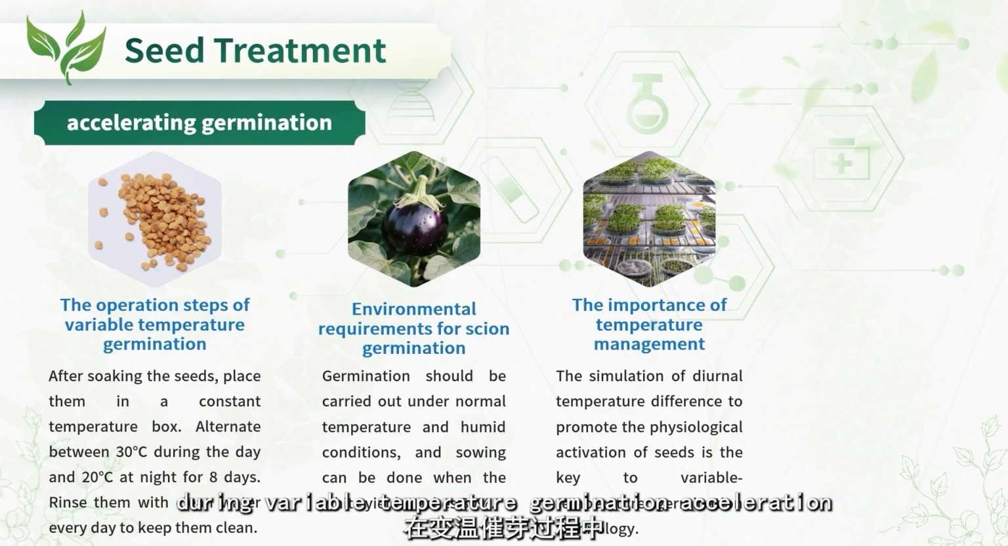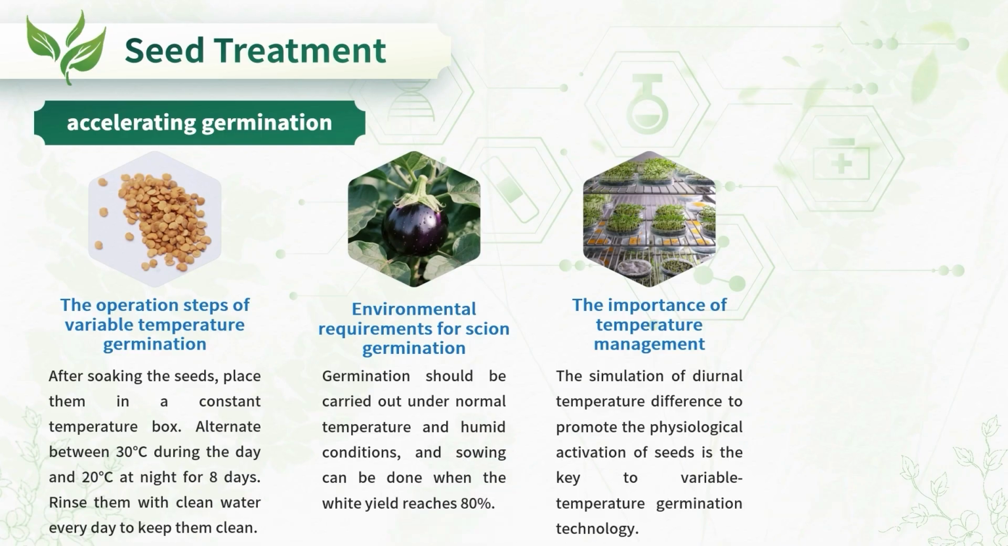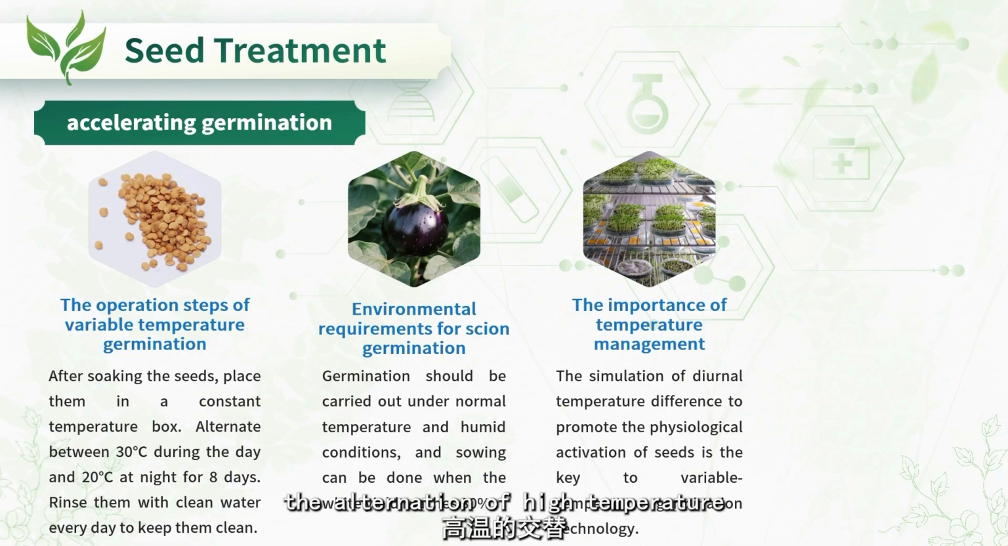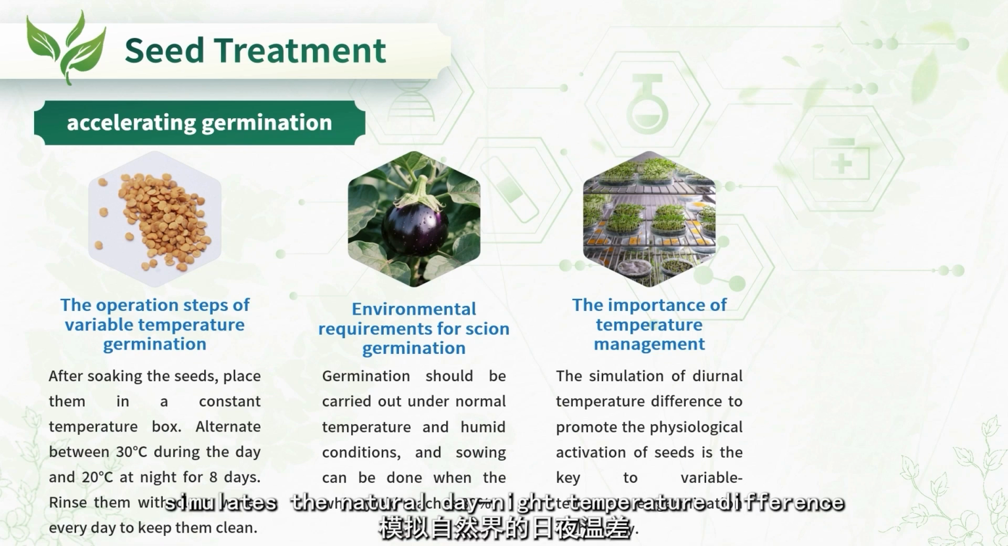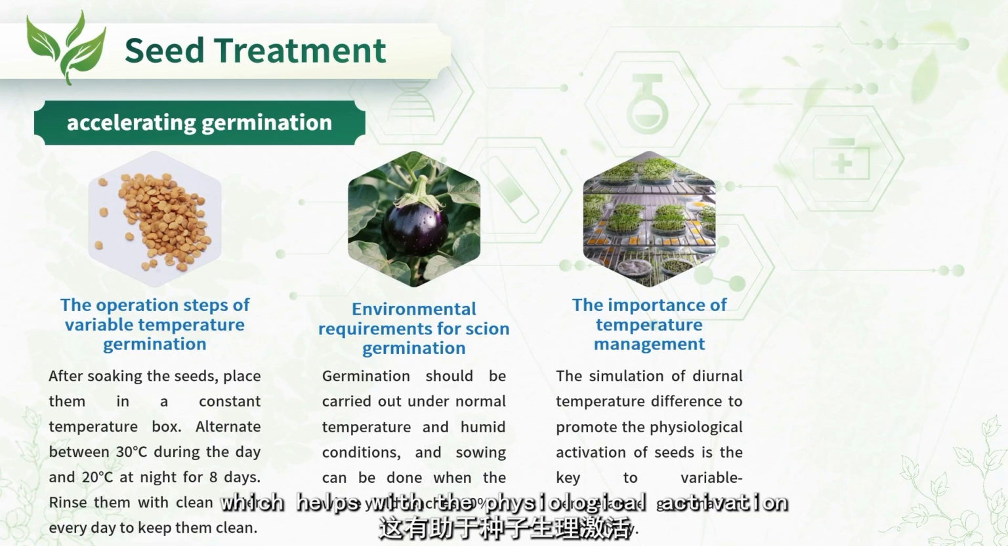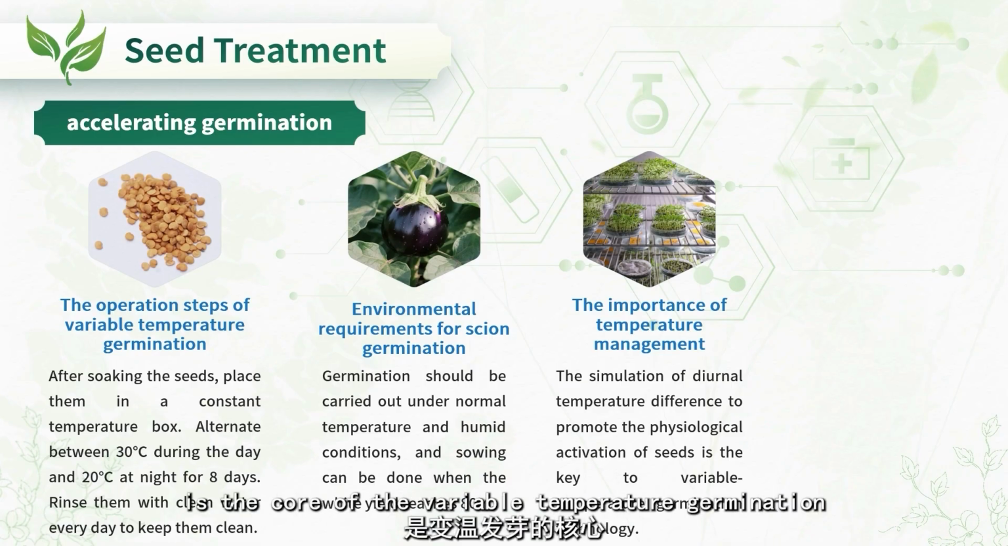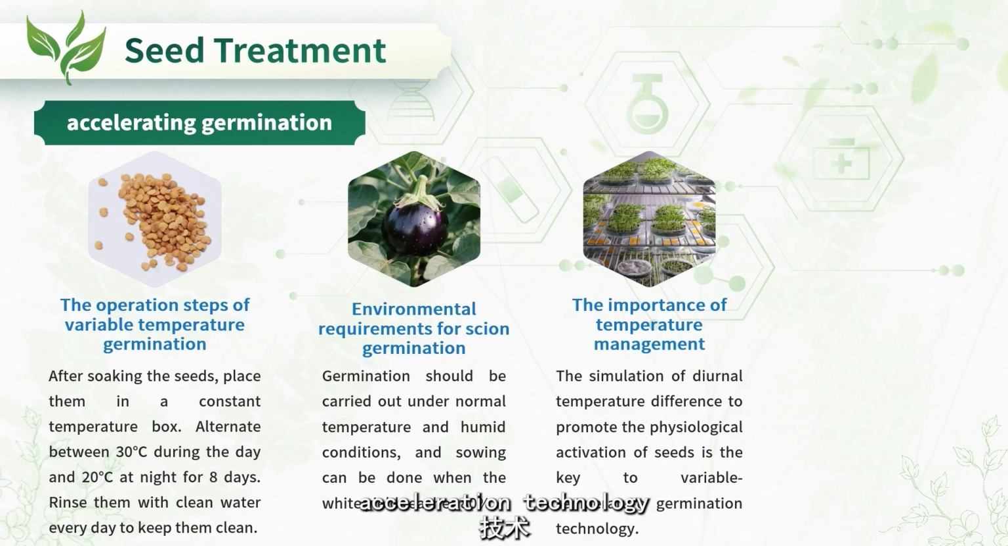During variable temperature germination acceleration, temperature management is one of the key factors. The alternation of high temperature, 30 degrees Celsius during the day, and low temperature, 20 degrees Celsius at night, simulates the natural day-night temperature difference, which helps with the physiological activation and germination of seeds. This temperature management method is the core of the variable temperature germination acceleration technology.